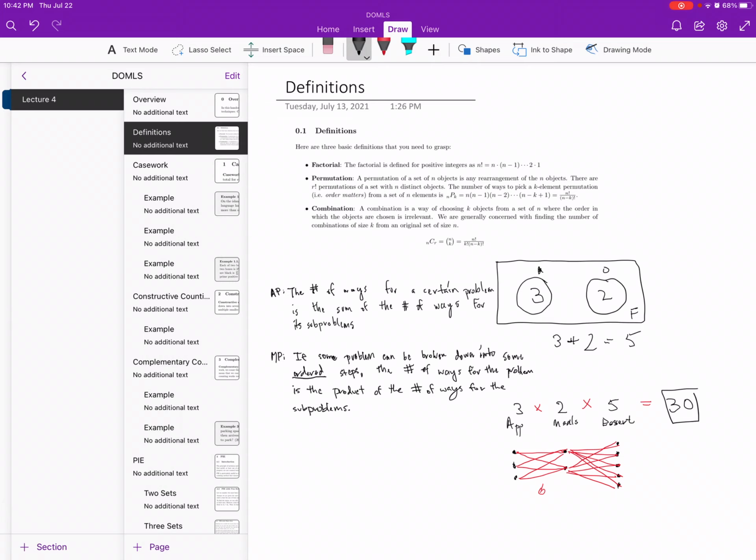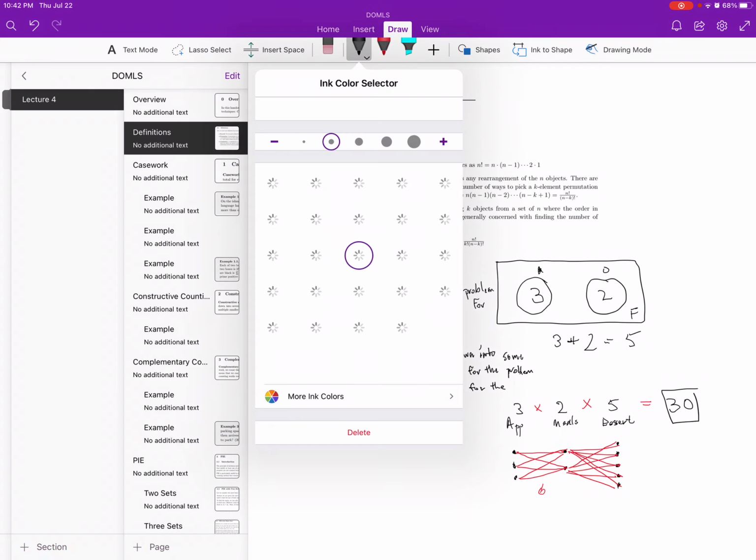And that's essentially it. Those are the 2 fundamental principles that we might want to go over. There are some other fundamental principles, but these are the 2 main ones. Okay, so now let's go over these definitions.